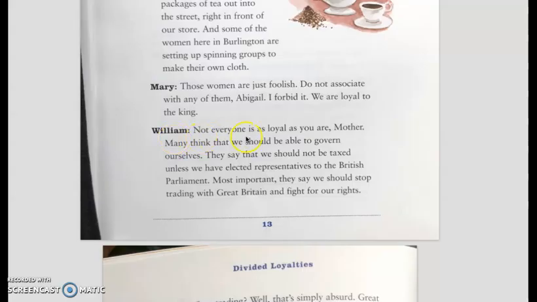William. Not everyone is as loyal as you are, mother. Many think that we should be able to govern ourselves. They say that we should not be taxed unless we have elected representatives to the British Parliament. Most important, they say we should stop trading with Great Britain and fight for our rights.